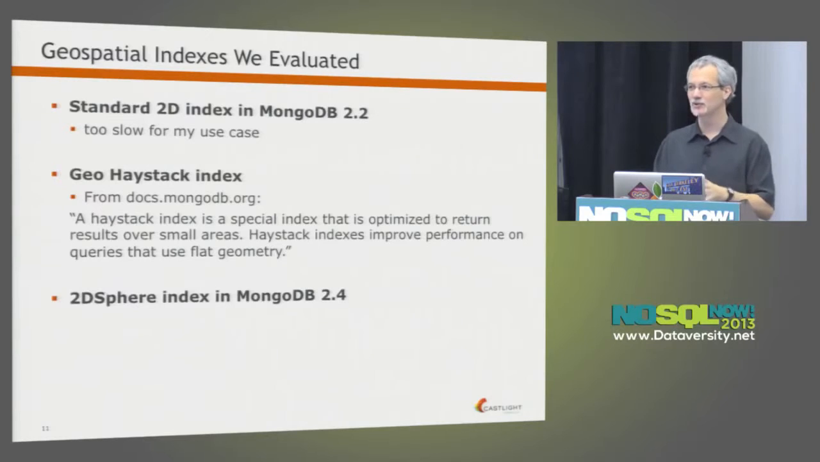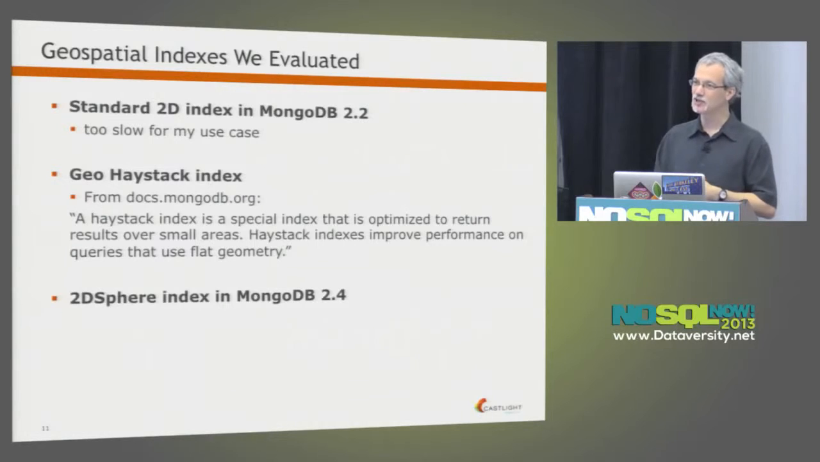And I'm not going to go into a lot of detail about MongoDB. There's a lot of information out there. There's a lot of information at this conference about it. So I'm mainly just focused on the parts of it that we used. So there were some standard 2D indexes in Mongo. When I started looking at it for this, it was around 2.2 was the version of Mongo. And it was really just too slow for my use case.